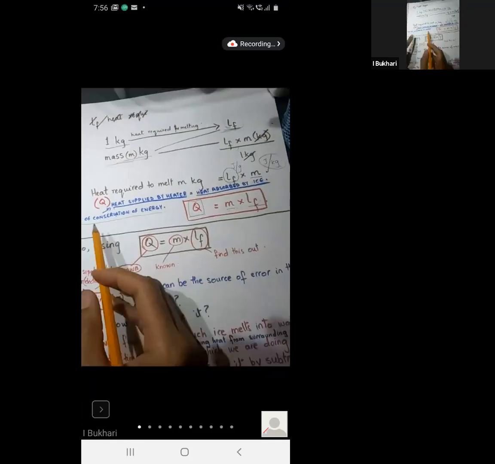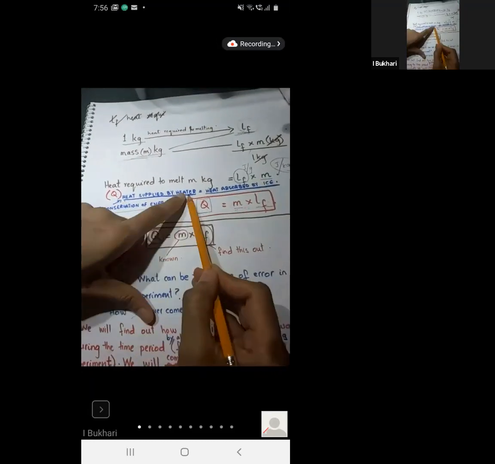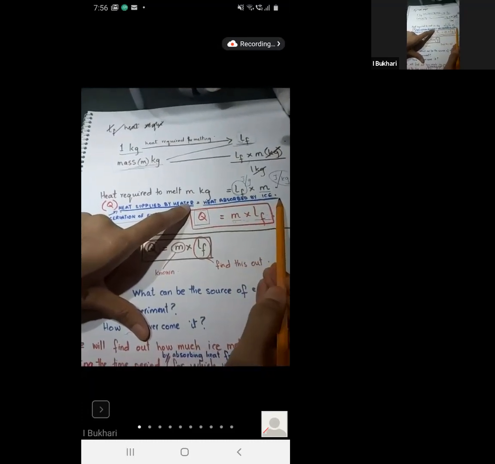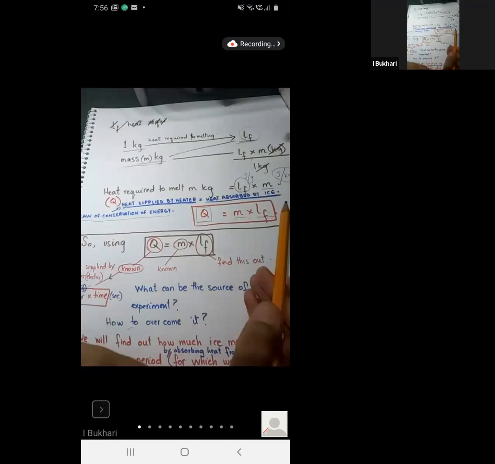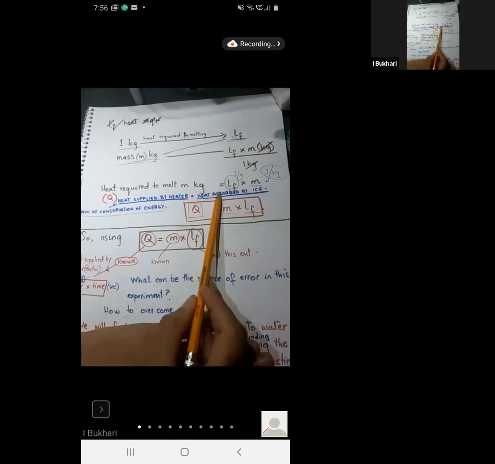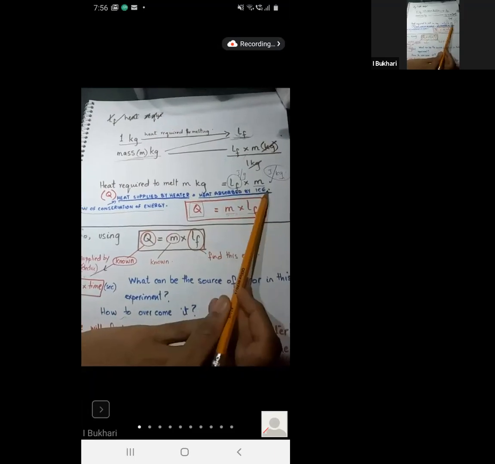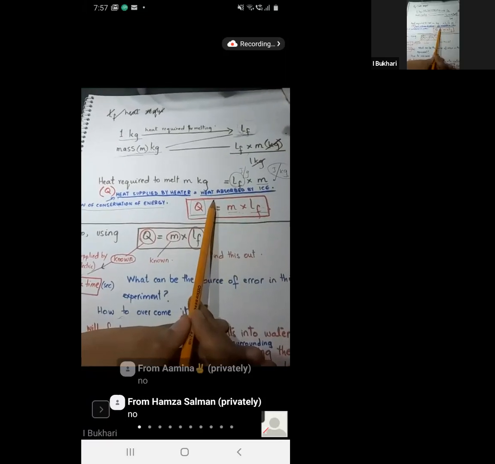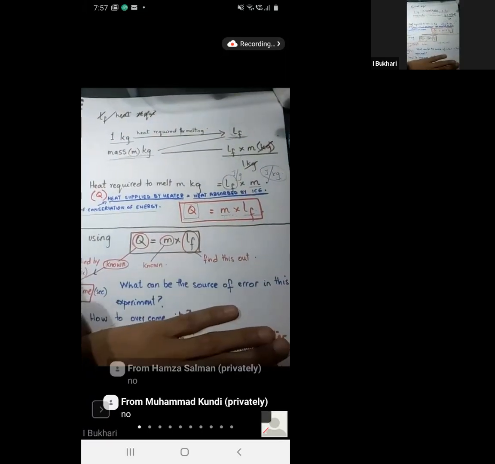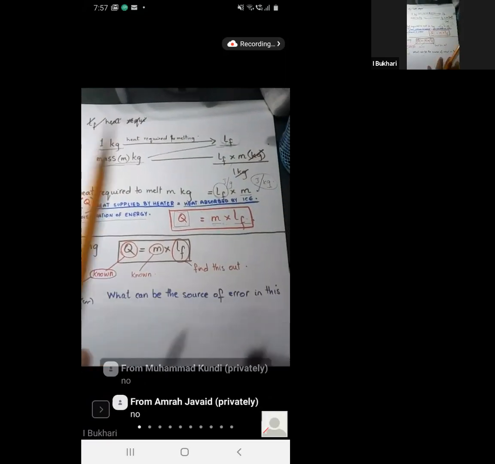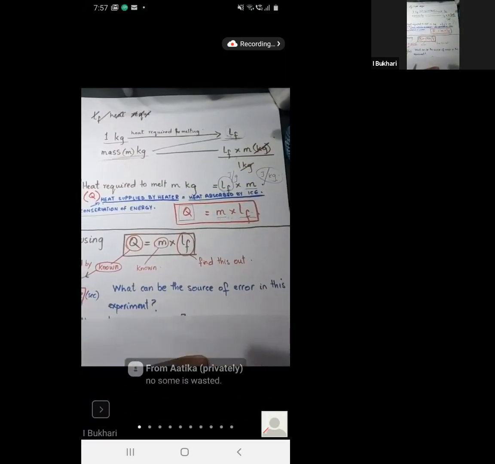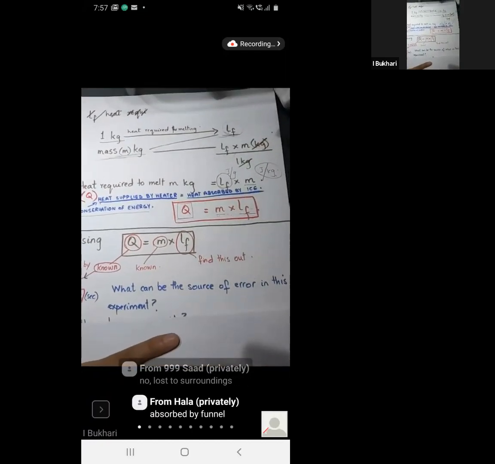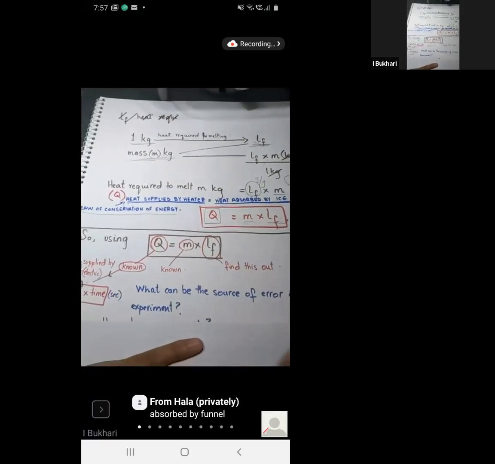So using this, the heat supplied by the heater, we assume, is equal to the heat absorbed by the ice. Do you think this is 100% correct, that the heat absorbed by ice is equal to the heat supplied by the heater? No. So then what are the practical errors, the practical difficulties in this? Some is wasted, very good. Some is lost to the surroundings, exactly. Absorbed by the funnel as well, yes, good job.